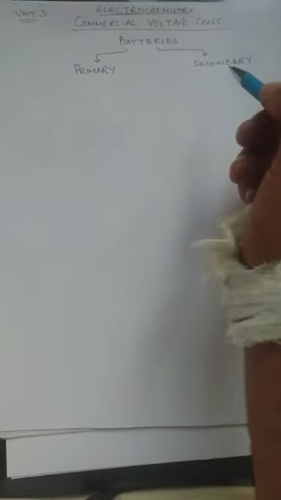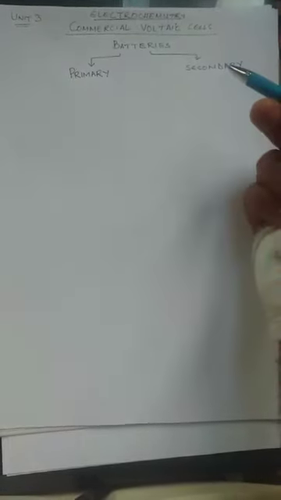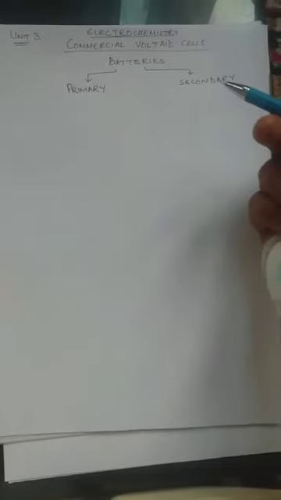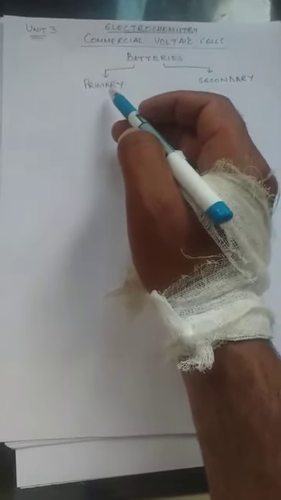First of all, we must see what a battery is. A battery is a collection of one or more cells which are connected in series. Batteries are electrochemical cells which usually convert chemical energy into electrical energy. There are two types of batteries.